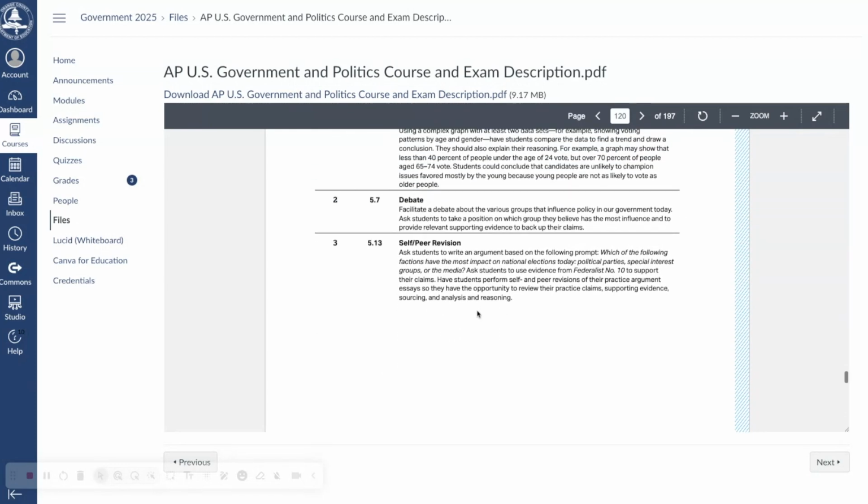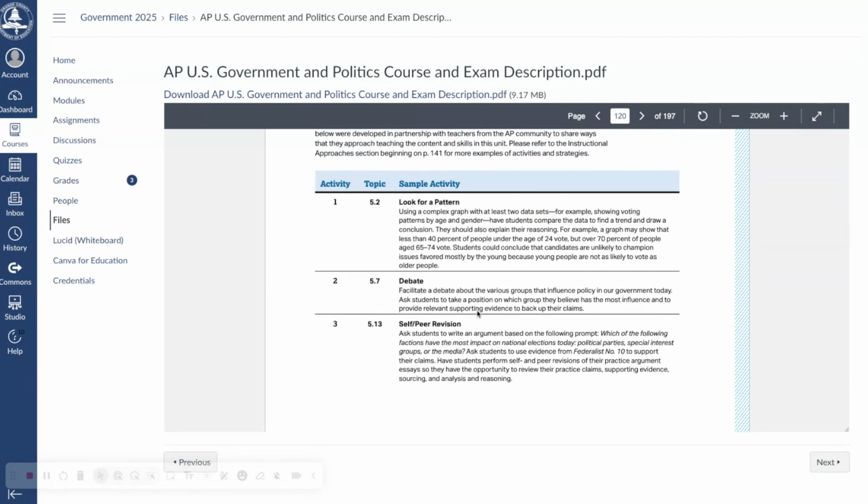So these are some great strategies, once again, for the AP US GoPo, but they could be used way beyond this as well. And I want to show that these kinds of strategies are written down with specific examples in the AP US Government and Politics GoPo course and exam description, which you can find anywhere.